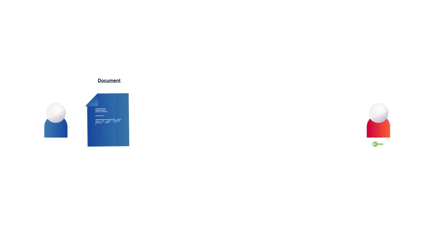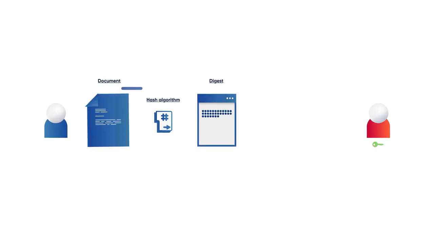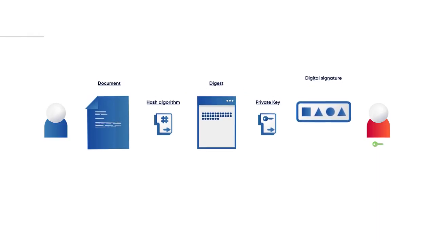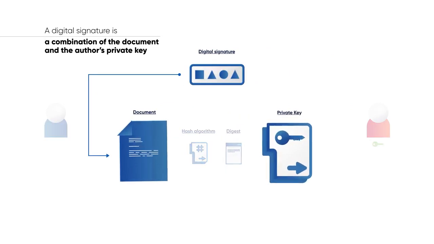When the document is sent, its content is run through a hashing algorithm. The algorithm creates a unique array of numbers and letters called a digest. The digest is then encrypted with Bob's private key, which finally outputs the digital signature of the document. A digital signature is a combination of the content of the document it certifies and the author's private key.